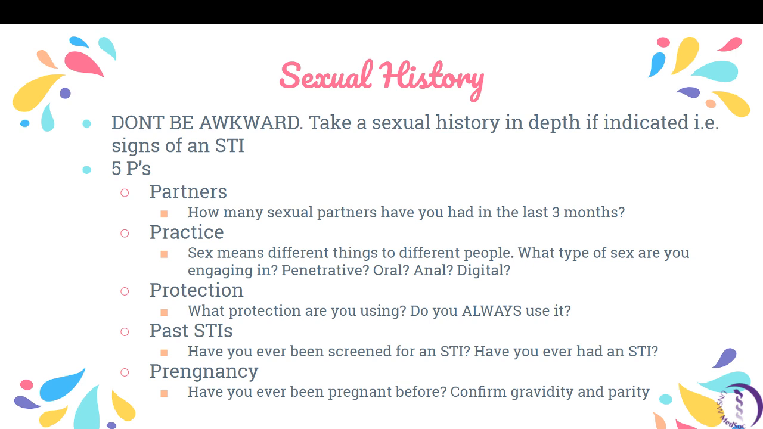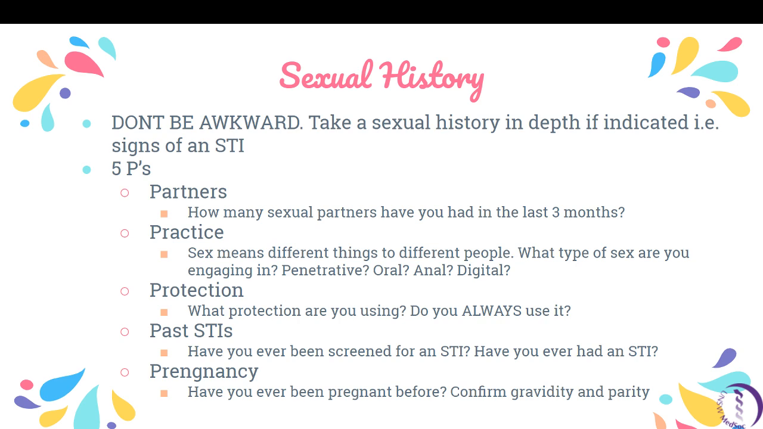Okay. So the fourth P is looking at any past STIs. So you just want to see if they've ever been screened for an STI. So for young women and young men, they should be screened for chlamydia once every year, and that's using a first catch urine test. And you also just want to ask if they've ever had an STI before as well. And then finally, the last P is pregnancy. So essentially, you just want to know if they've ever been pregnant before. If they have, you just want to confirm gravidity and parity and maybe see what happened there. Okay. So for sexual history, just remember the 5 Ps, and that's a good way to know that you've targeted everything.